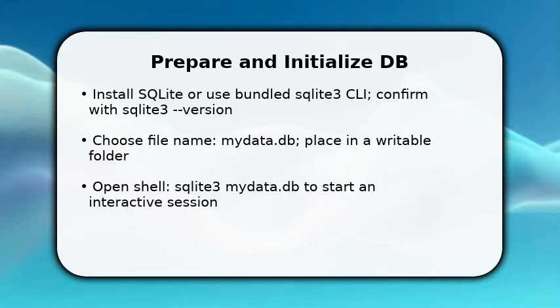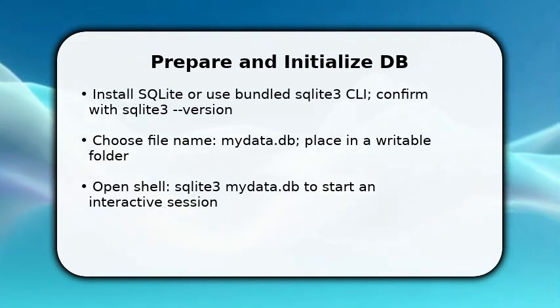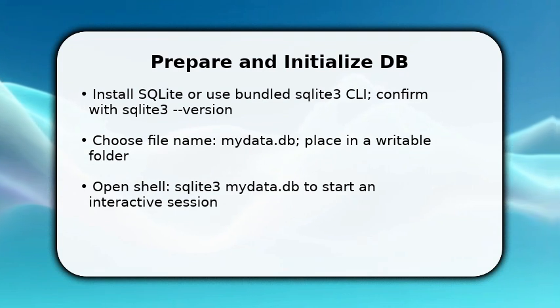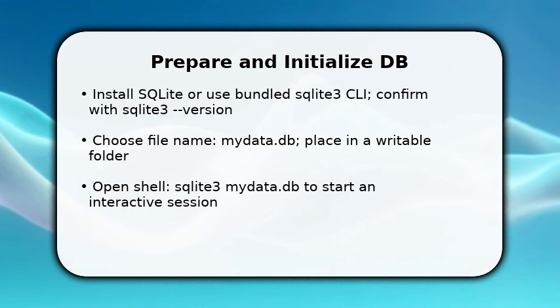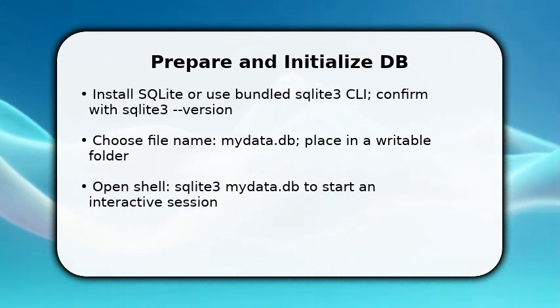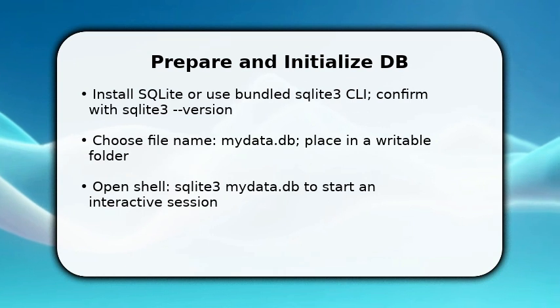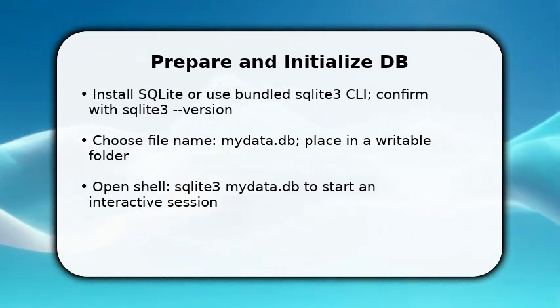You will start by making the database file and opening SQLite. Install SQLite 3 or use the bundled CLI, check the version to confirm. Once done, pick a concise file name such as MyData.db and navigate to a writable folder. Then run sqlite3 MyData.db to enter the interactive prompt.